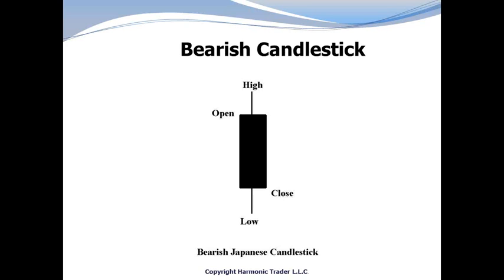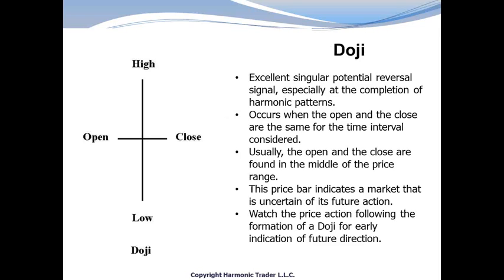And then if the close is above the open, the total price bar will be either clear or white. The bearish candlestick is usually going to be either black or some type of colored price bar where the open is above the close. Now, the close will mark and indicate whether or not the body of the candlestick will be colored.